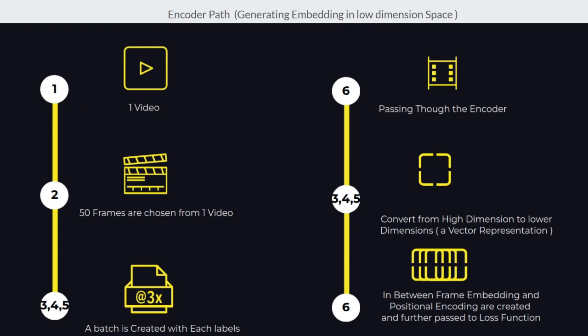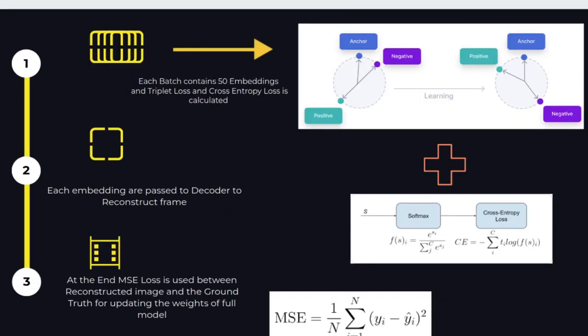The encoder is converting higher dimension to lower dimension. In between, we are training this encoder, calculating two losses, the triplet loss and the cross entropy loss. Each batch contains these 50 embeddings, representing 50 frames, which we have stacked. After training the encoder, we reconstruct the image from the decoder, and what we use to check the whole network is mean squared error.